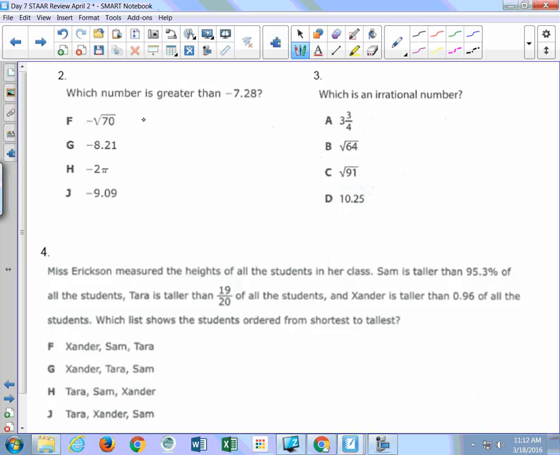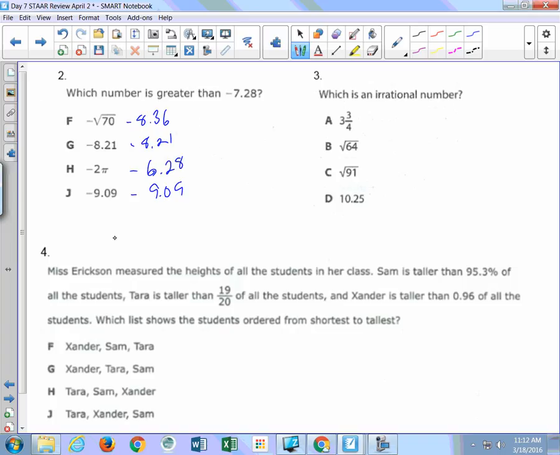and I get 8.36, negative out in front of it. This is just negative 8.21. And then let's take negative 2 times 3.14, and that is negative 6.28. And this is just negative 9.09. So, like I said, if you're dealing with negative numbers, the smaller the greater, the bigger the smaller.